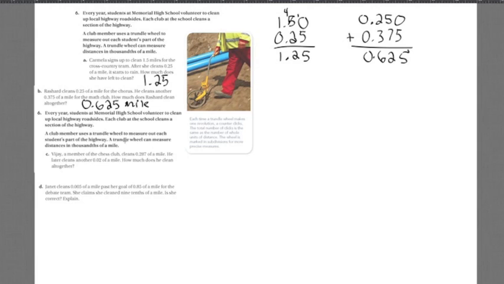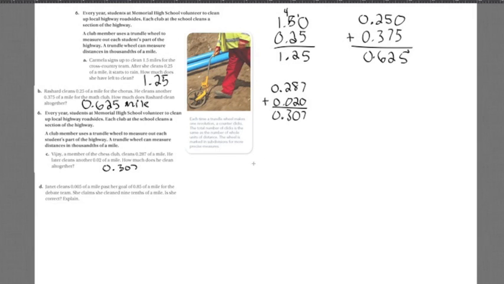For C, it says VJ, a member of the chess club, cleans 287 thousandths of a mile. He later cleans another 200 thousandths of a mile. How much does he clean altogether? Again, the word altogether is in there, so we're going to add them together. Let's put a 0 there. 7 plus 0 is 7. 8 plus 2 is 10. Carry the 1, and that gives us 307 thousandths.